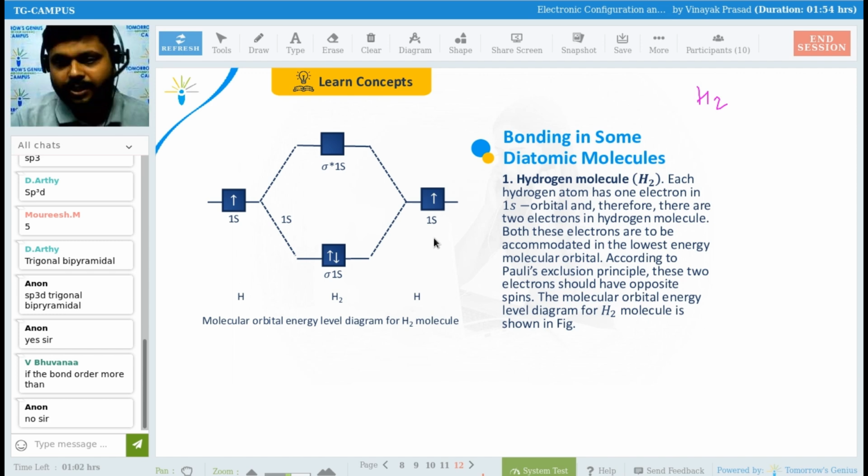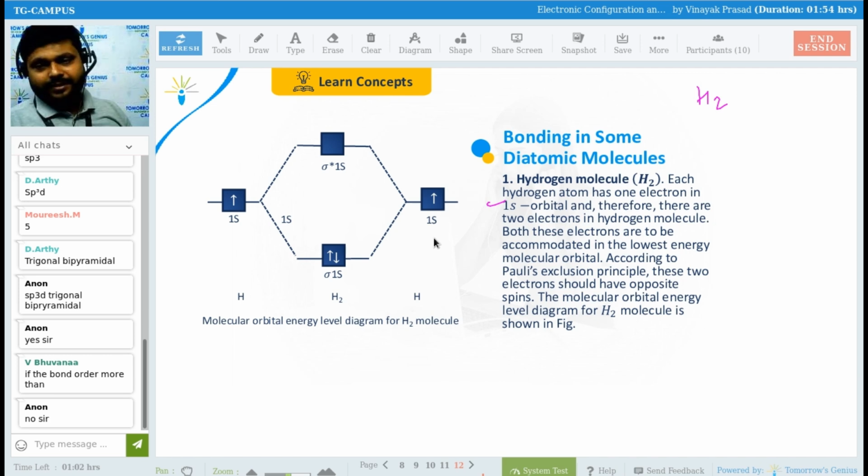So now, what about the hydrogen molecule that we are going to see here? Each hydrogen atom has one electron in 1s, that we know. Are you knowing or not? The order is 1s2, 2s2, 2p6, 3s2, 3p6, 4s2, 3d10, 4p6. I have made you learn all these things so many times, guys. I hope you all know this now.